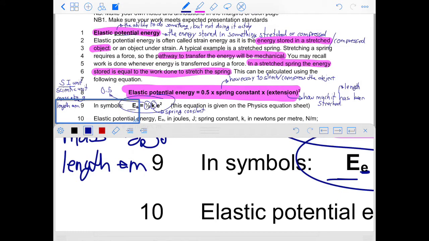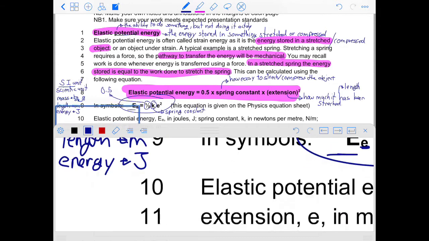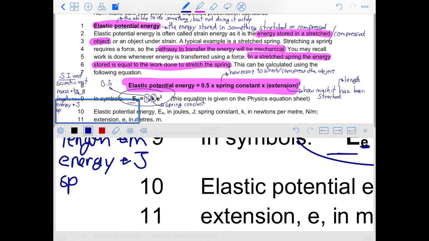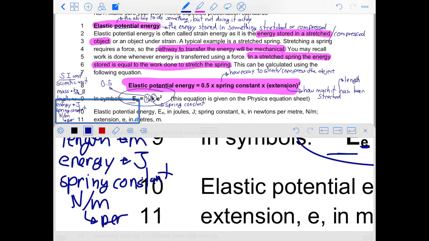So the elastic potential energy is a form of energy. So the energy is always in joules. And the spring constant, our SI unit is newtons per meter. So newtons per meter. Remember in science that the slash means per, that we read that as per. So spring constant, newtons per meter. Our energy is measured in joules and our extension is measured in meters.